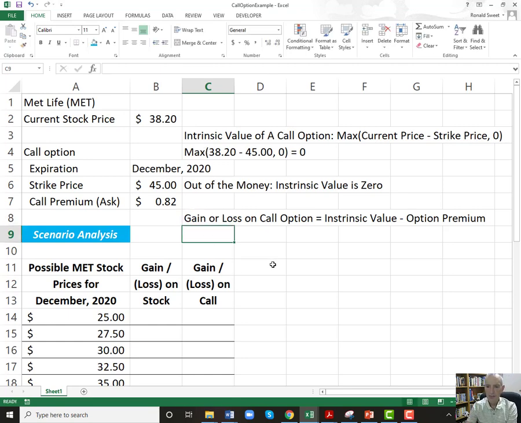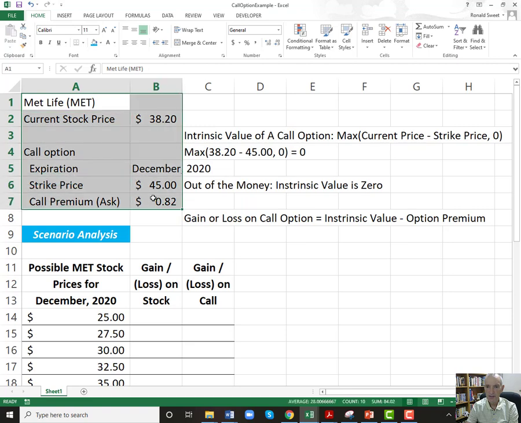All right, so let's practice here. Here's our gain or loss on the stock, our gain or loss on the call. So let's put these formulas down. See if you can replicate this in Excel. You might hit pause and get all this set up. You don't need to type in all this stuff over on the side, but get all of this set up in Excel.